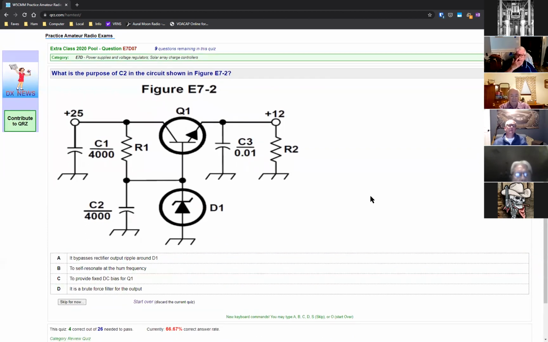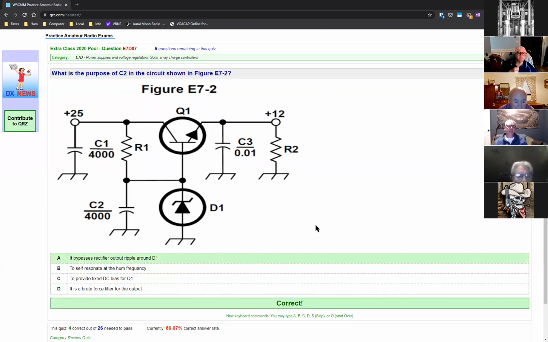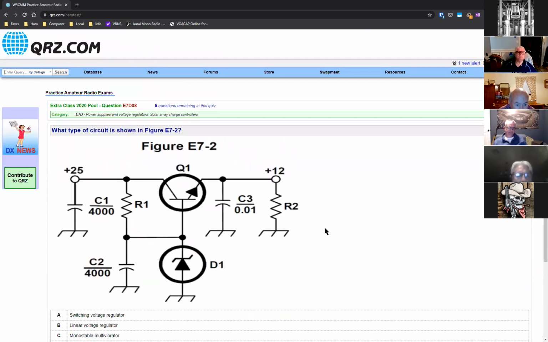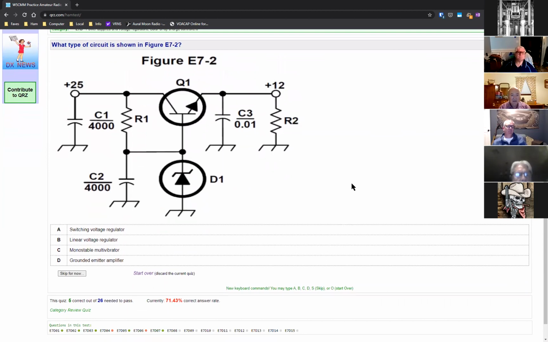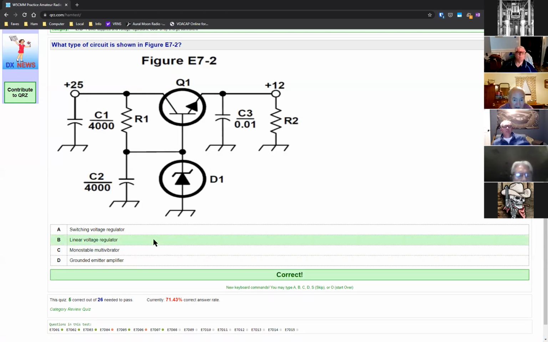What is the purpose of C2 in the circuit? Yeah, I think that's it. A. Yeah. What type of circuit is shown in figure E7-2? Linear voltage regulator.